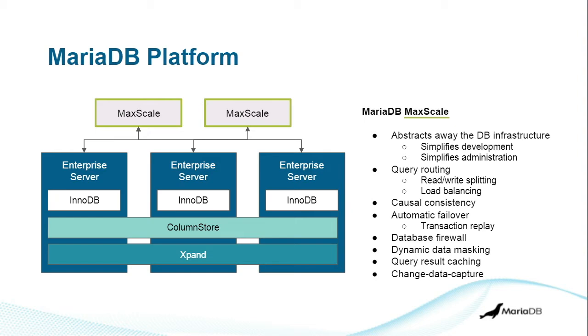In addition to high availability, MaxScale is also able to route live transactions to different storage engines, depending on the pattern you previously configured, like IP address, username, and so on. In order to offer a solution for production requirements, MaxScale also offers read-write splitting, load balancing, causal consistency, and transaction replay. Let me present these features in more detail.